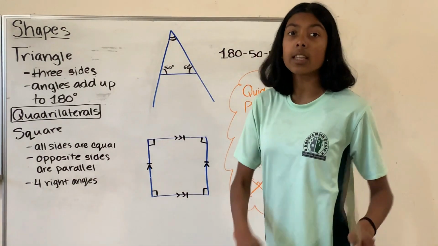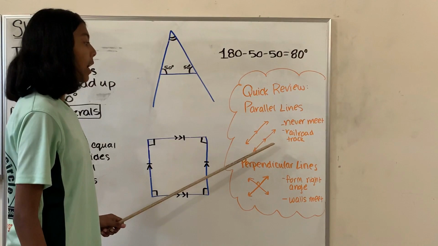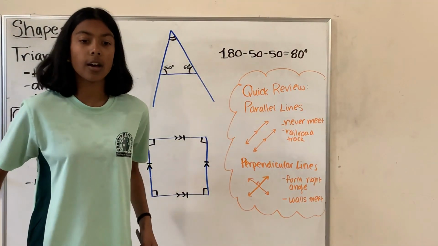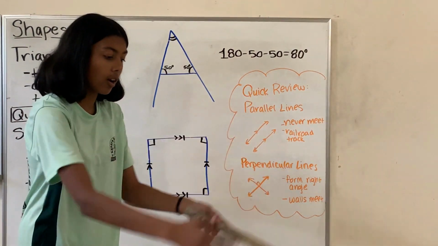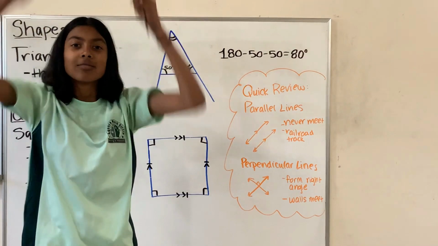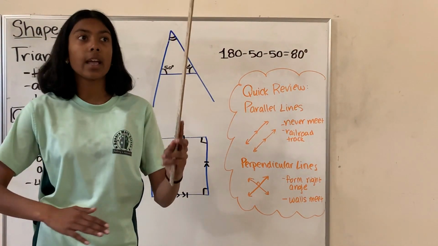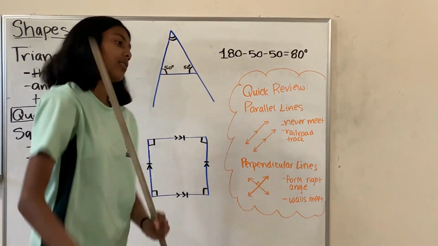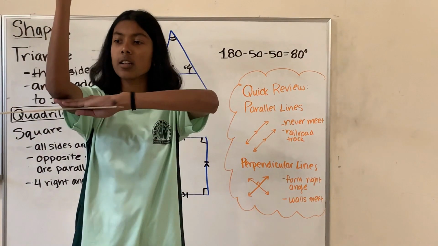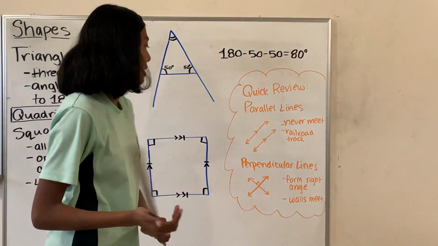If you don't know what that is, here's a quick review. Parallel lines. These parallel lines are 2 or more lines that never meet. For example, think of the things along a railroad track, and they look a lot like this. And then we have perpendicular lines. They form a right angle, like this. And think of it as if you have a wall here and a wall here. These walls are technically perpendicular lines.